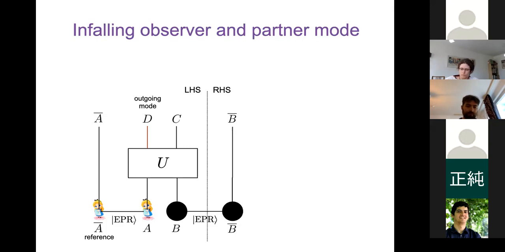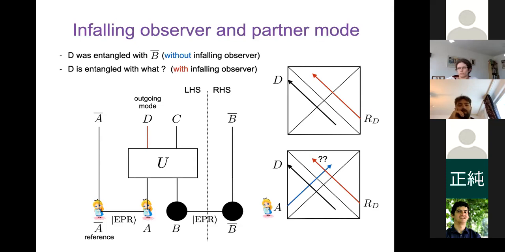Now, in the absence of the infalling observer, of course, D should be entangled with the other side of the black hole, right? Because it was maximally entangled. And in this Penrose diagram, you can identify such a partner mode on the other side of the black hole. We could call it RD, that is, right-hand side D or radiation D, but it's on the other side. But now we have added the infalling observer. Then the question is, what degree of freedom is D entangled with in this situation?